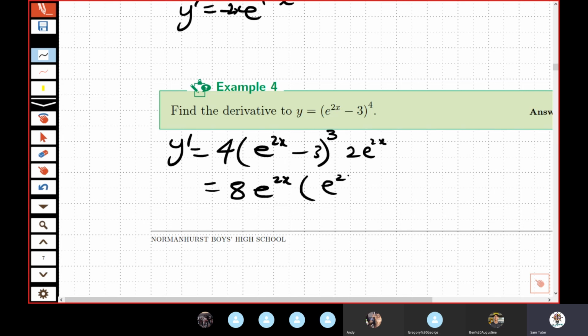Anyone confused at how he got his answer? He used the chain rule, if you heard him say it before. So 4 e2x minus 3 power of 3 times derivative of the inside. You have to differentiate the inside. Okay. Let's go look at another one.